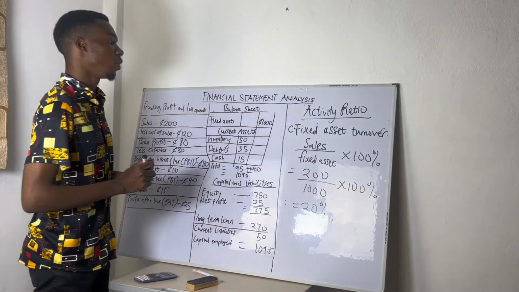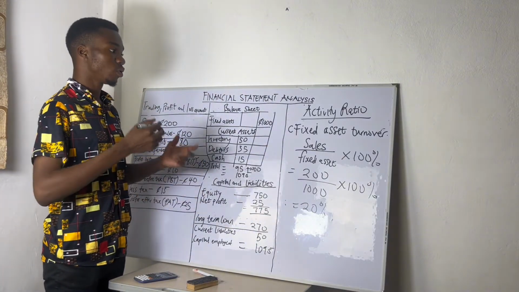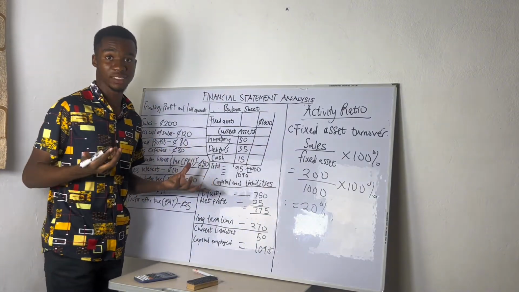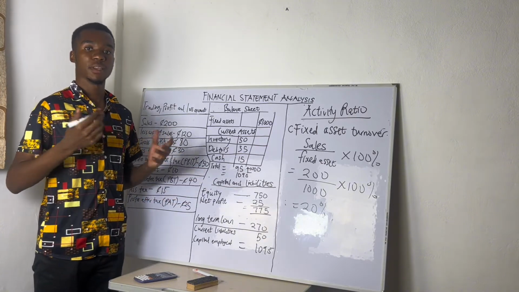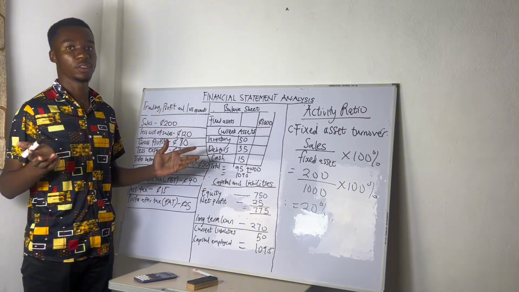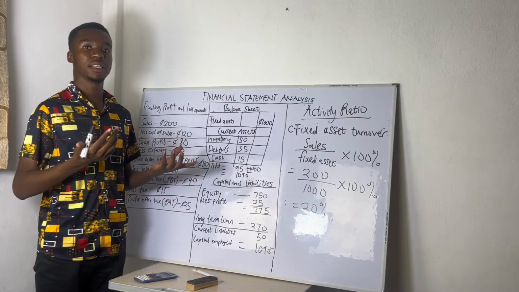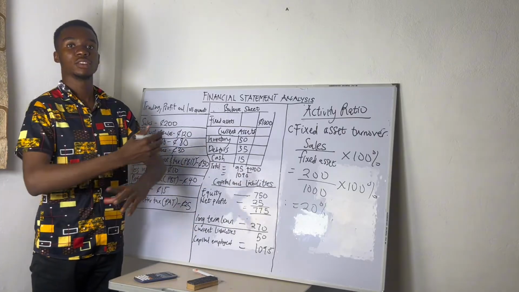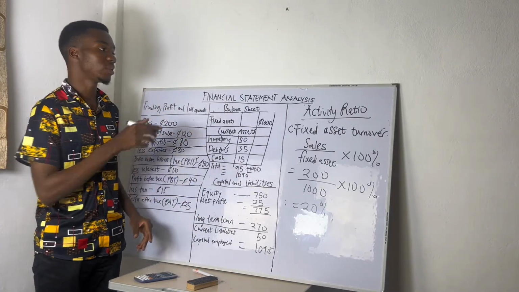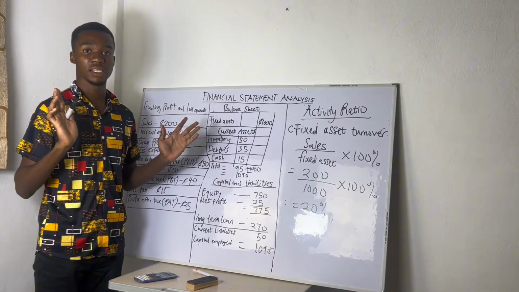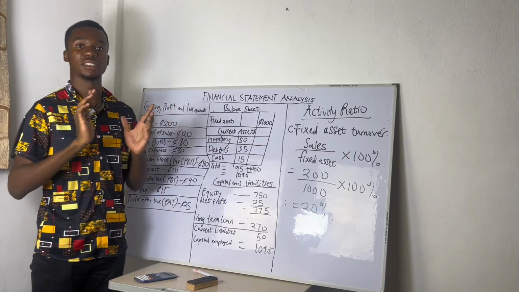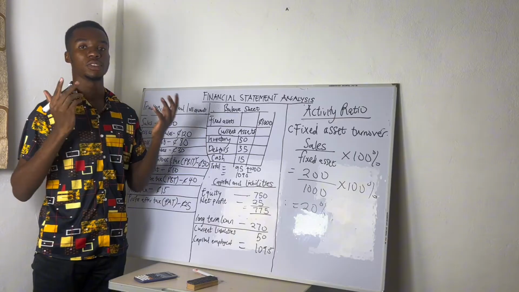20%. So what this means is that the company is able to use 20% of its fixed assets to generate profit. Unlike the last one where we said the company is using that amount of money to generate profit from its total assets, this one is just on the fixed assets, not adding the current assets. So now let's move on to the next one.